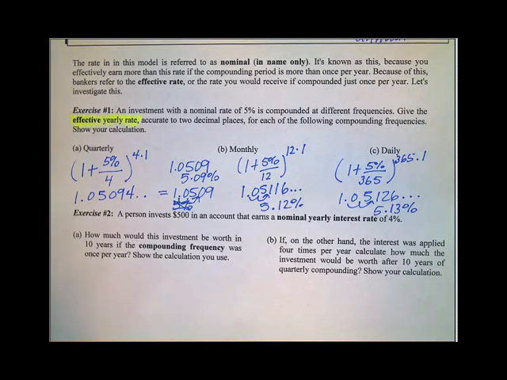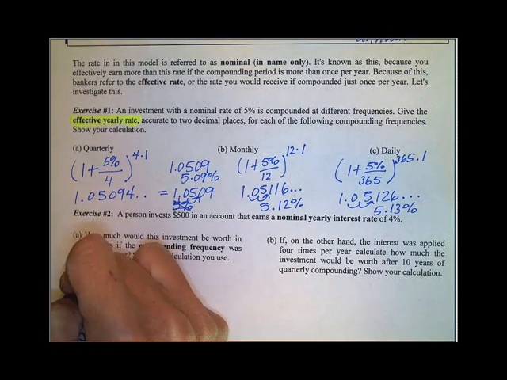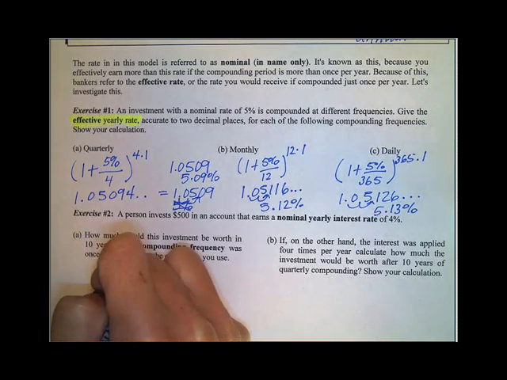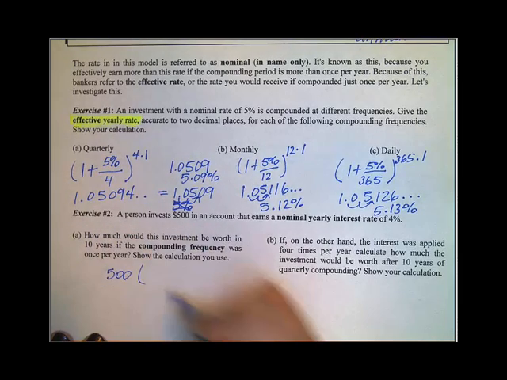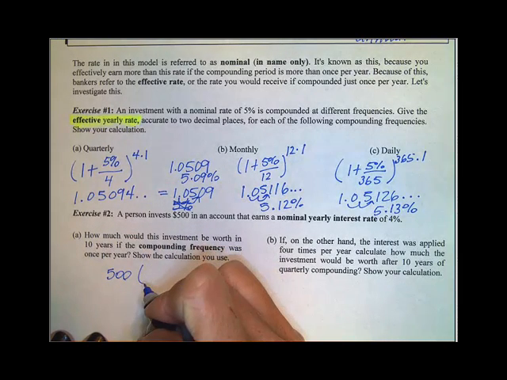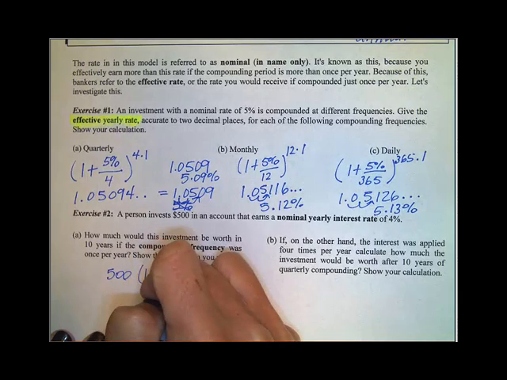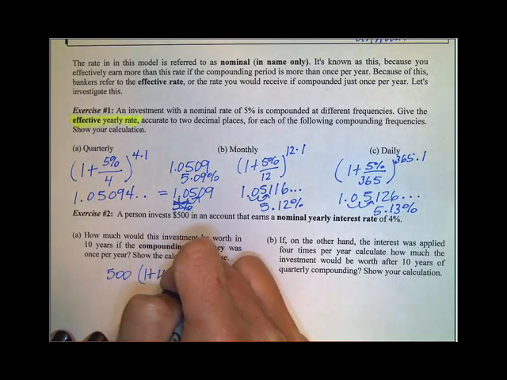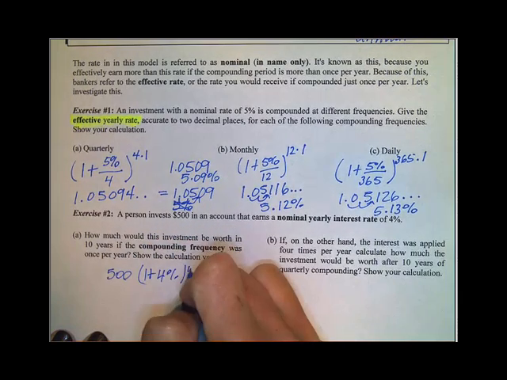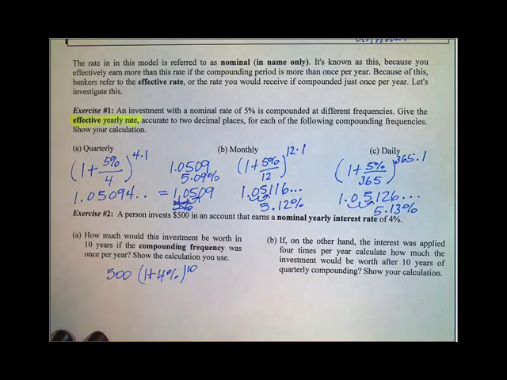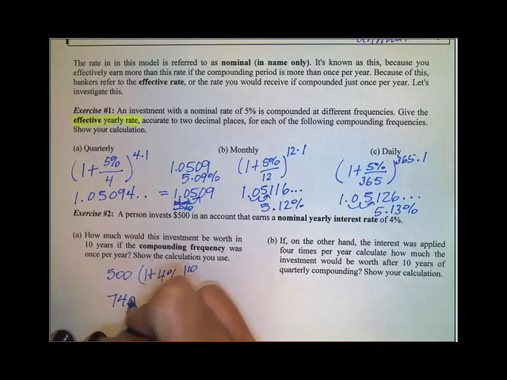So if it was once a year, we started with $500 and we made 4%. So it's 1 plus 4%, and it says in 10 years. So go ahead, pause, plug that in the calculator. You get $740.12.